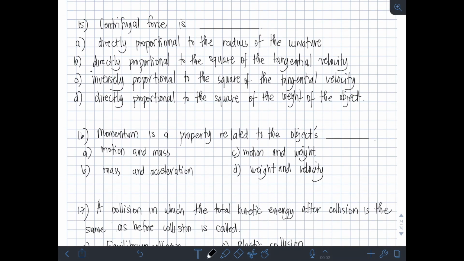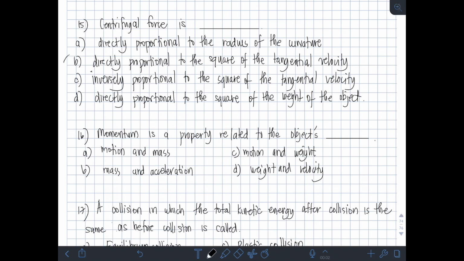15. Centrifugal force is blank. A. Directly proportional to the radius of the curvature, B. Directly proportional to the square of the tangential velocity, C. Inversely proportional to the square of the tangential velocity, D. Directly proportional to the square of the weight of the object. The correct answer is letter B. Directly proportional to the square of the tangential velocity.